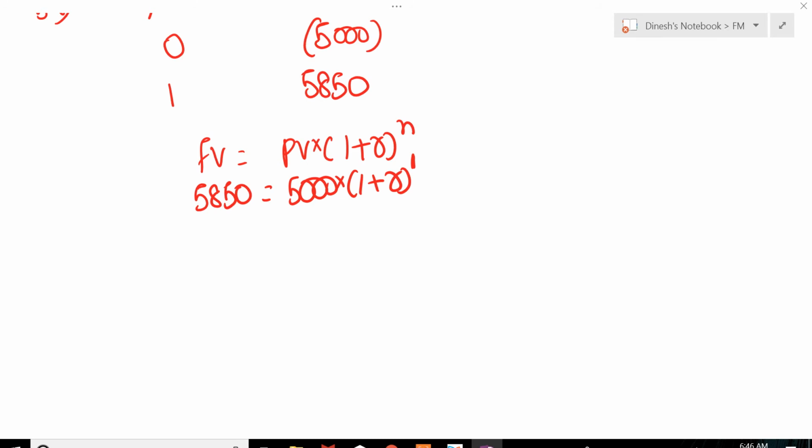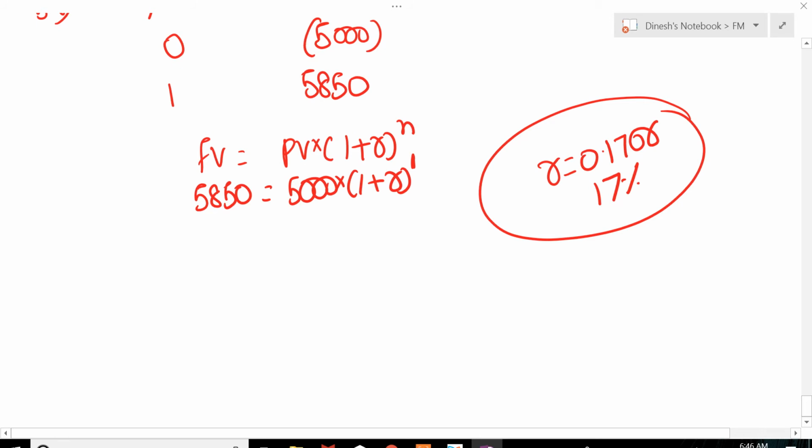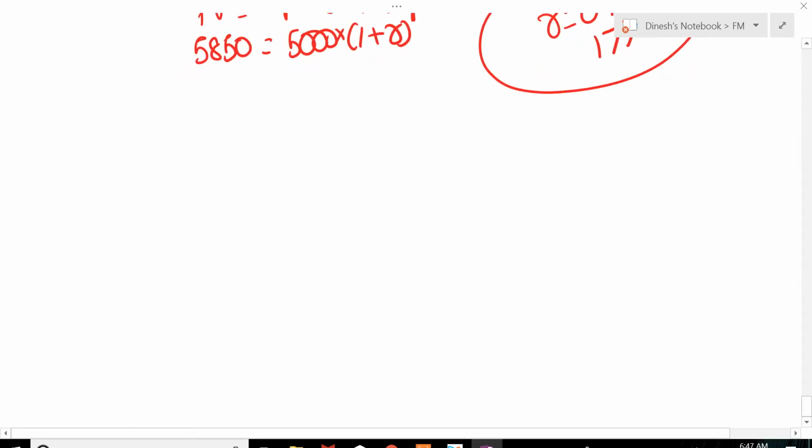5850 is equal to 5000 into 1 plus r. So r is 17%. Any doubts on 17%? Now let's write the cash flow of 5B. Now you tell me the year and cash flow of 5B.